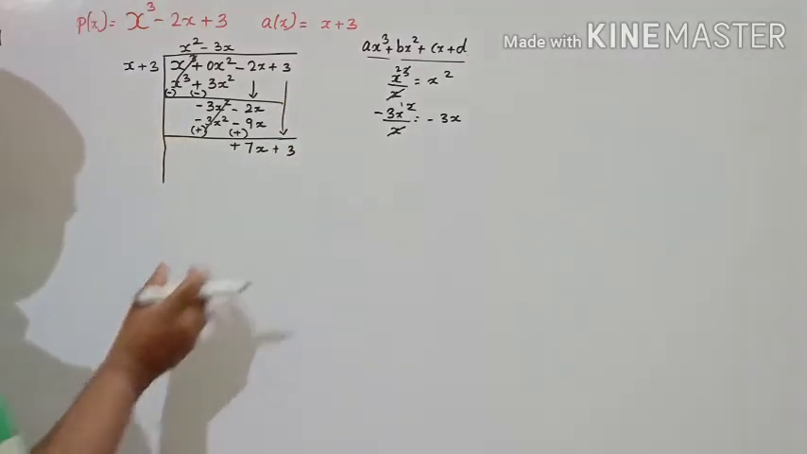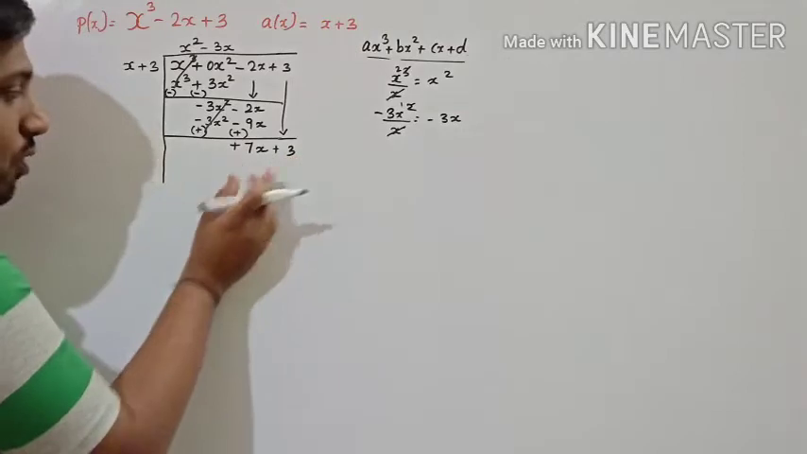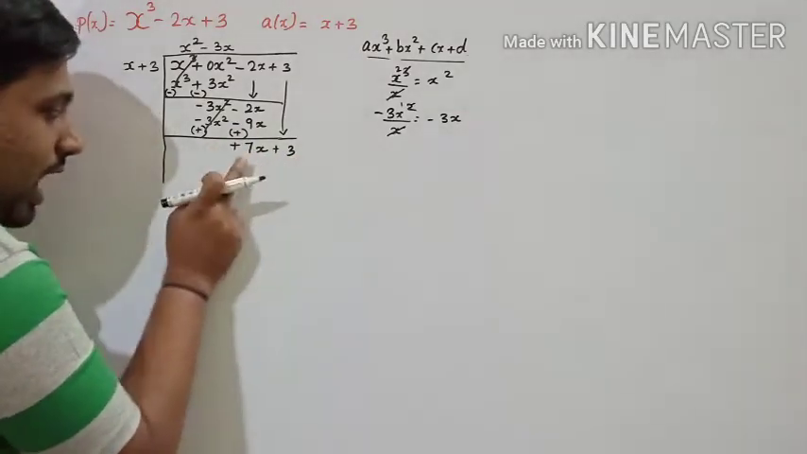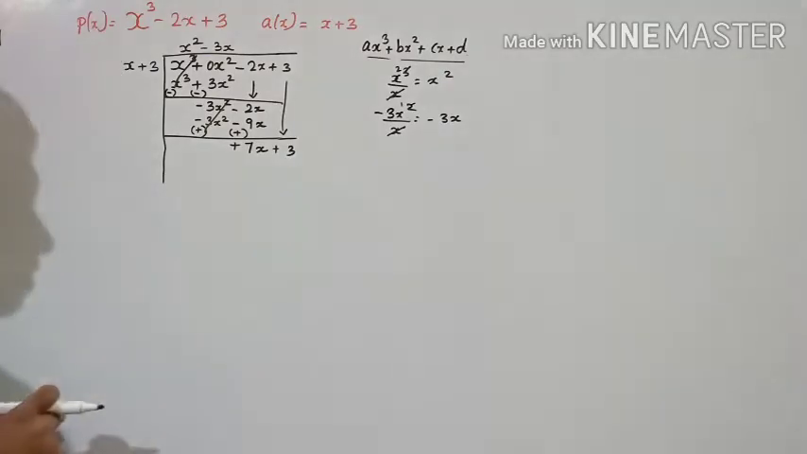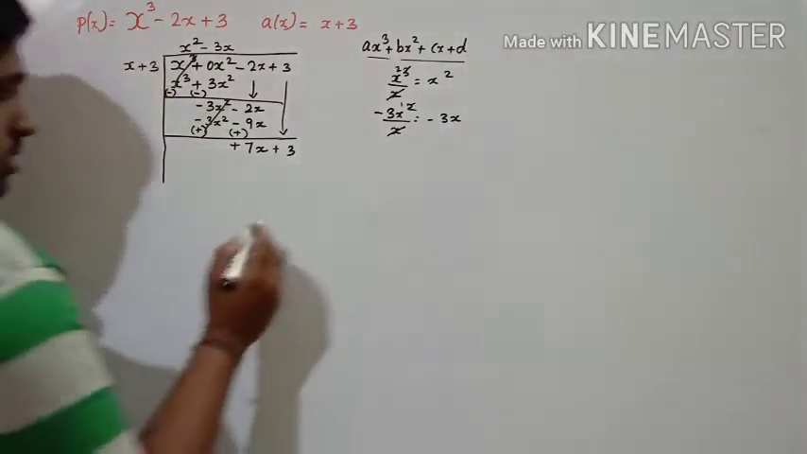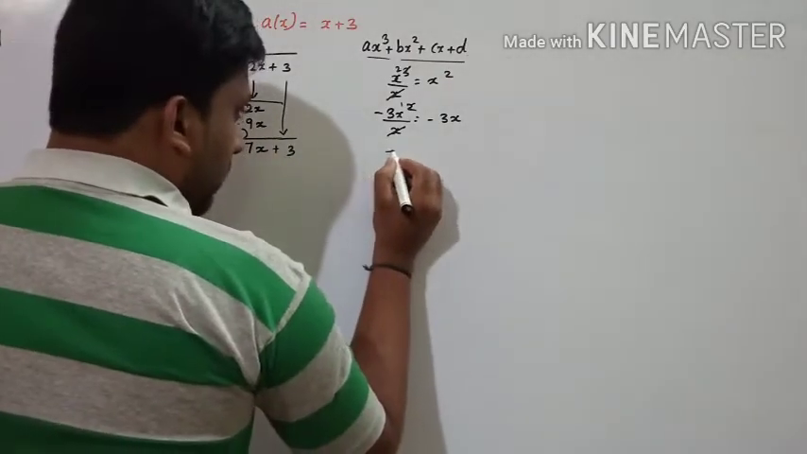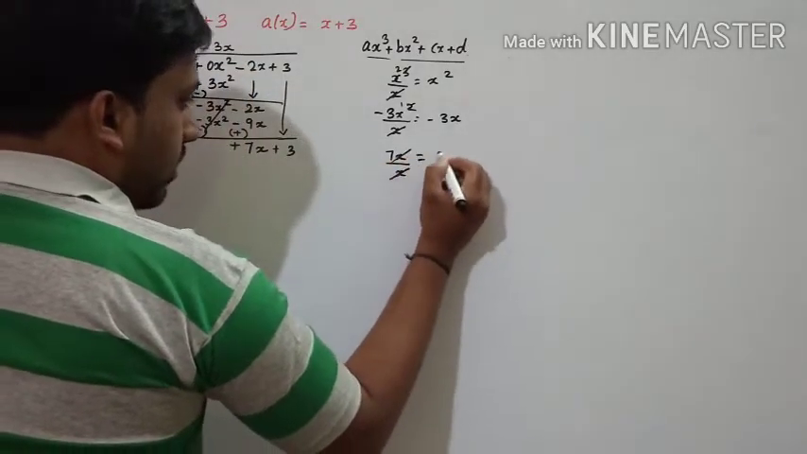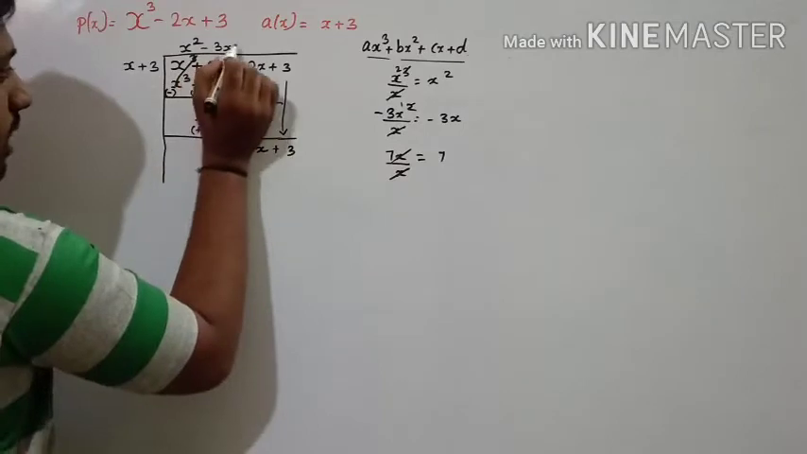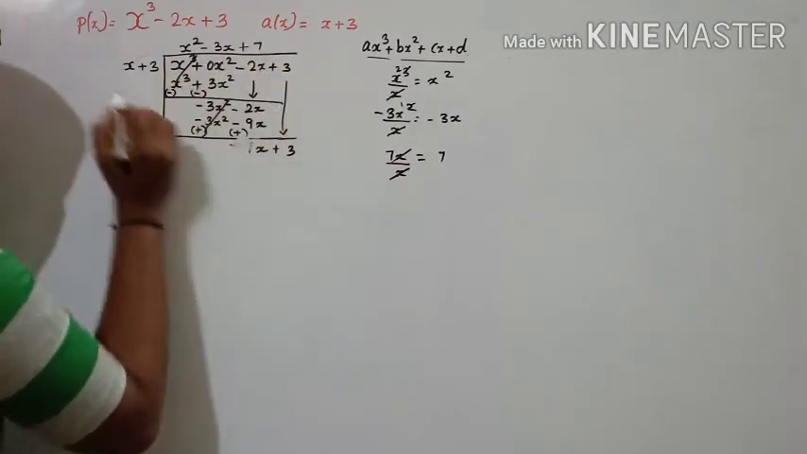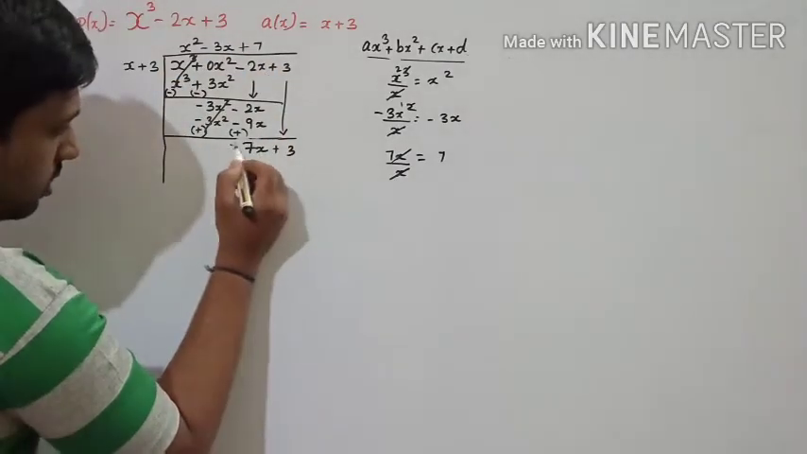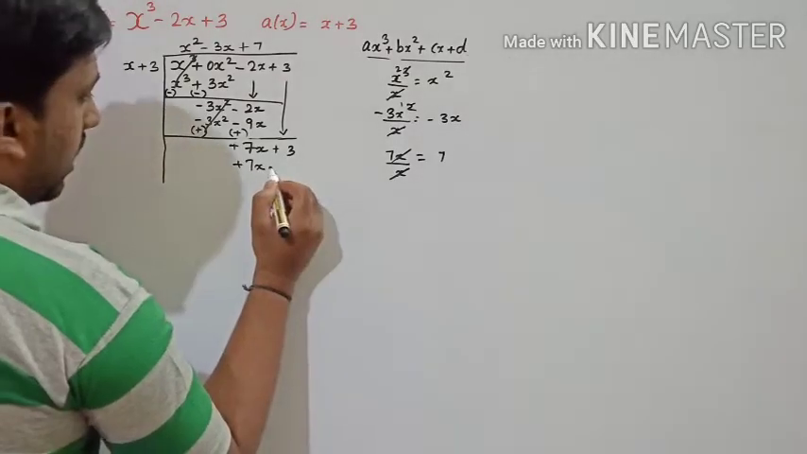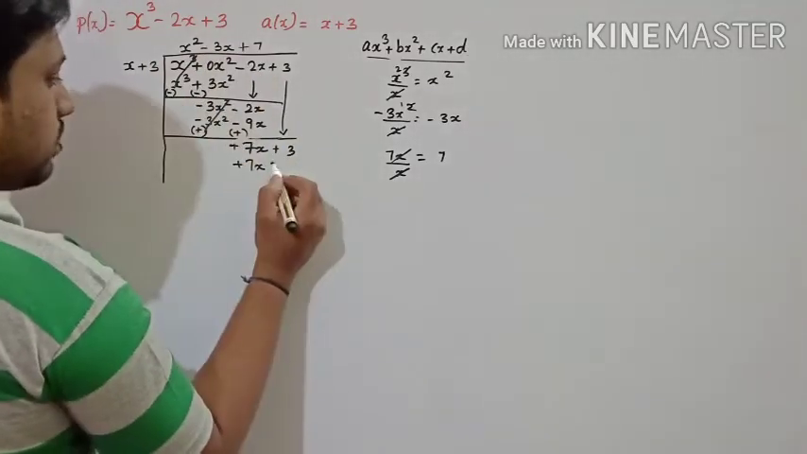Okay. Now this is the new equation. Now I am going to consider the first term of this equation, the dividend, and again divide by the first term of the divisor. So here 7x by x. The x and x get cancelled, and I will be getting 7. So plus 7 I will be writing here, and plus 7 into x is plus 7x. Okay. Plus into plus is plus.